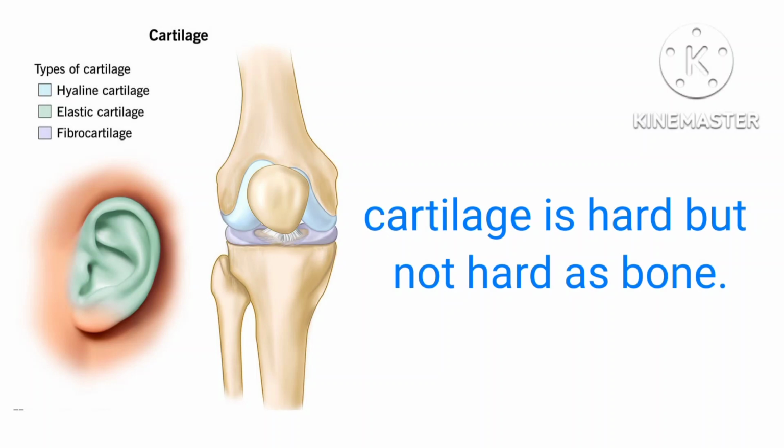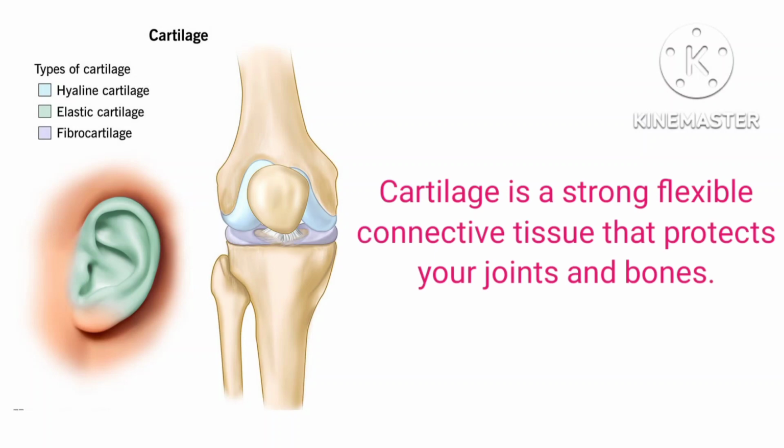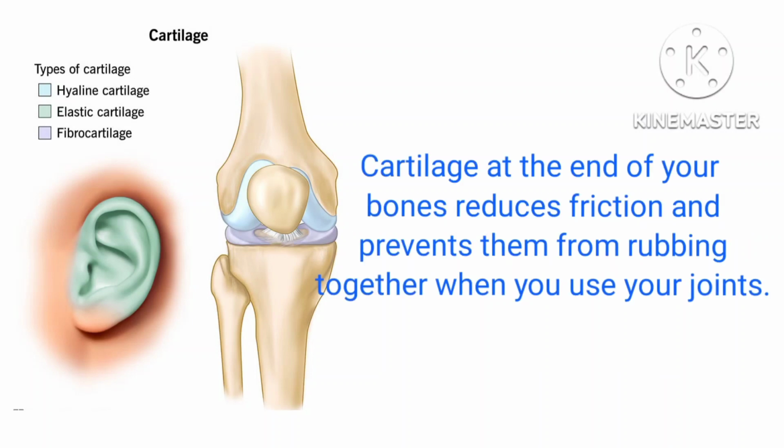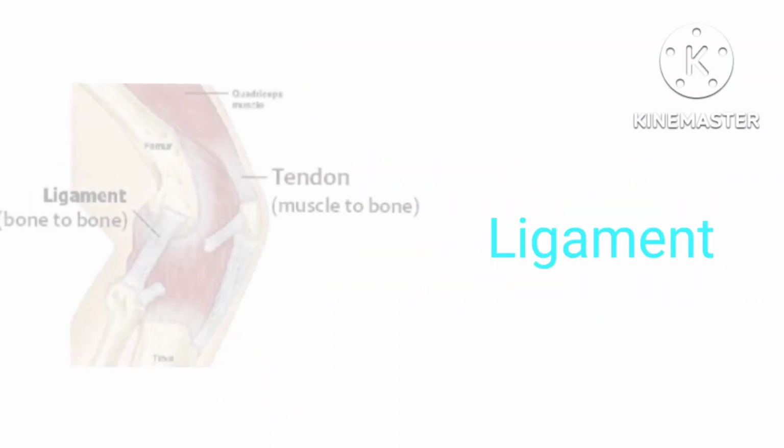Cartilage is hard but not as hard as bone. Cartilage is a strong, flexible connective tissue that protects your joints and bones. It acts as a shock absorber throughout your body. Cartilage at the end of your bones reduces friction and prevents them from rubbing together when you use your joints.